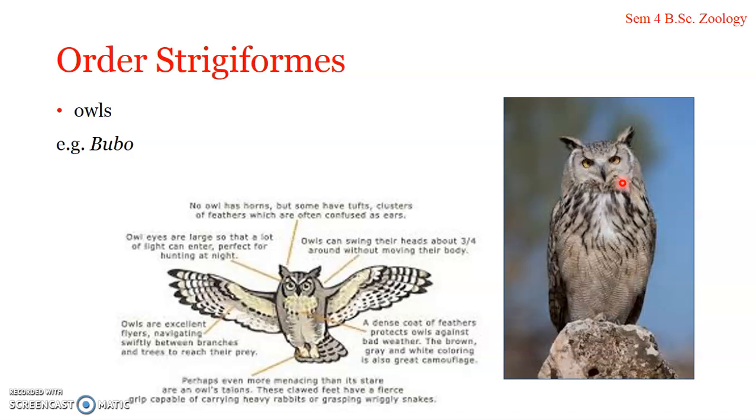They have a very important role in checking the population of rodents. Another important feature is that they can swing their heads about three-quarters around without moving their body, almost 240 to 360 degrees. They are excellent flyers, navigating swiftly between branches and trees to reach their prey. They have a dense coat of feathers that protects them against bad weather, and also great camouflage, because they have dull coloration except for the barn owl, which is pure white in color. So this is about the Strigiformes.